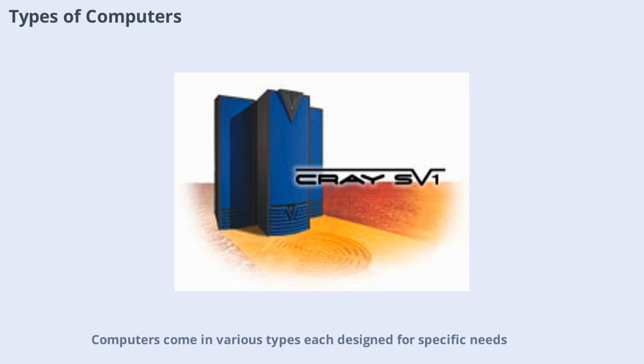Computers come in various types, each designed for specific needs. Personal computers or PCs are cheap, easy to use, and often found in homes and offices. They can work alone or be connected in a network. Mini and mainframe computers, on the other hand, are much more powerful and are used by large organizations like banks to control business operations. These machines are expensive and built for handling massive amounts of data and users.